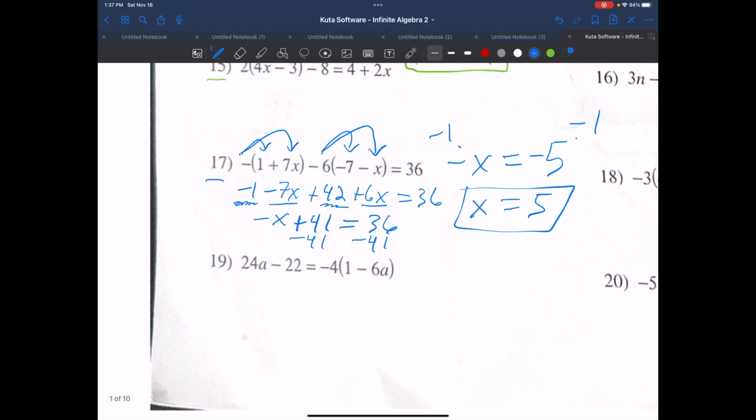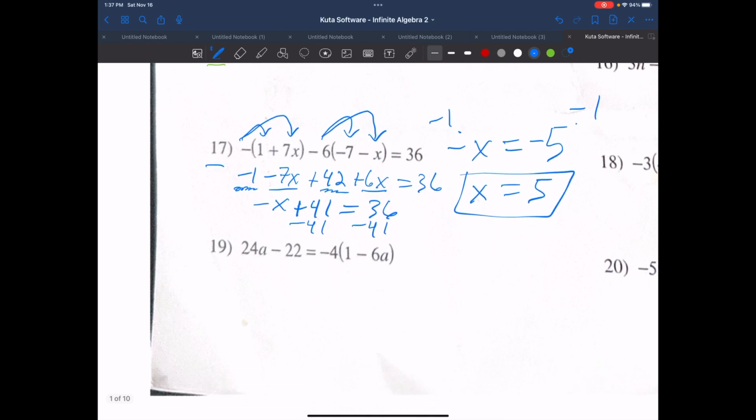All right, last one. So I'm going to distribute first. So this -4 to both of these. So I'm going to go -4 times 1 is -4. And -4 times -6a is positive. 4 times 6 is 24. Bring my variable down, a. So I end up with all that on my right side. I'm just going to bring down whatever I have on my left side, and continue the problem here.